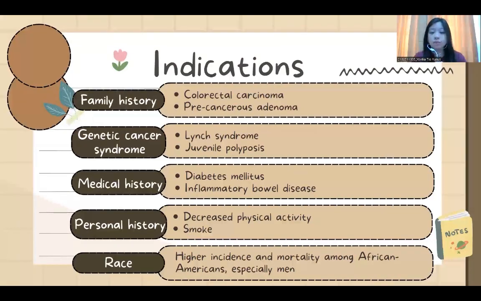The next one is personal history, such as decreased physical activity and smoking. And the last one is race, with higher incidence and mortality among African Americans, especially men. That's all from me. Thank you.